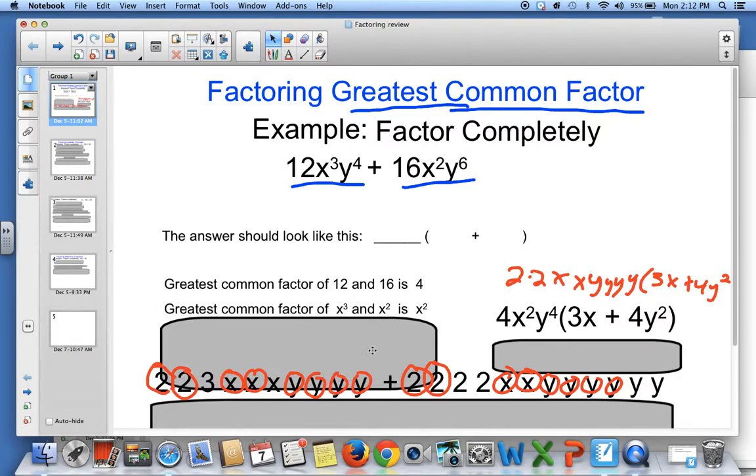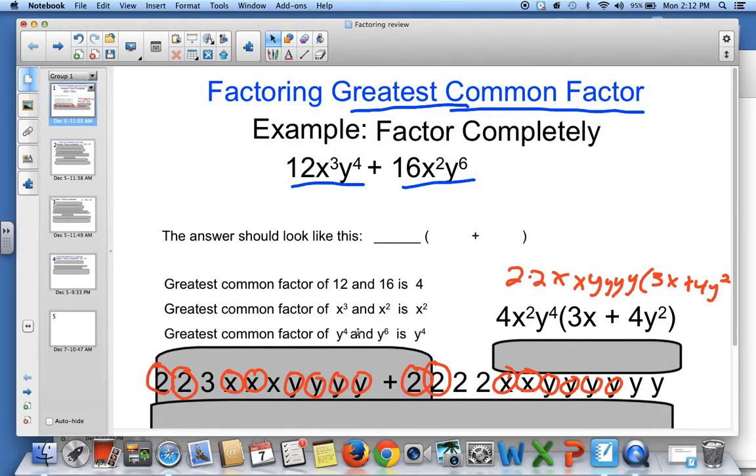And then the greatest common factor of x cubed and x to the second is x squared. So the x squared goes in front. And then the greatest common factor of y to the fourth right here and y to the sixth here is y to the fourth. That goes in front. And then what's left over is what would multiply to give us 12x to the third, y to the fourth. Basically, I'm dividing out a 4x squared y to the fourth.